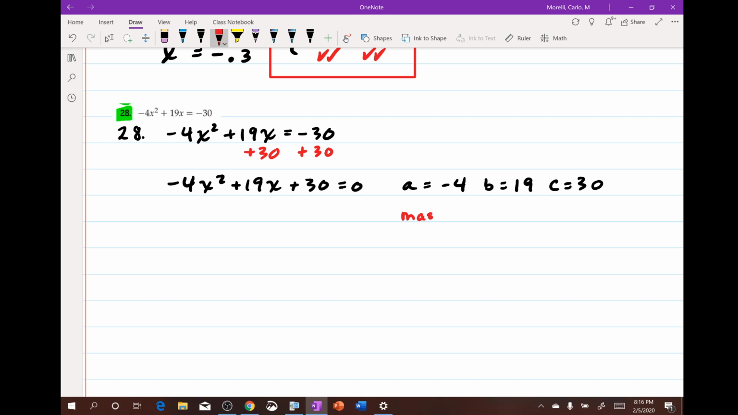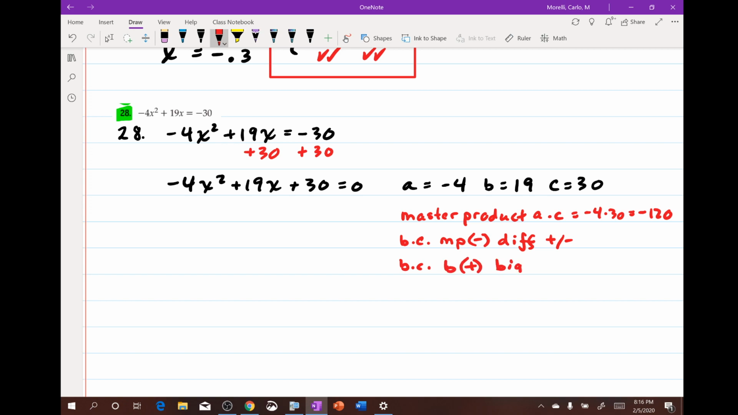So the master product for this one, which is A times C, equals negative 4 times 30, which is negative 120. Okay, so keep this in mind as we do this: because the master product is negative, we'll have different signs for our factors, so it'll be plus and minus. And because B is positive, the biggest factor will be positive, all right?